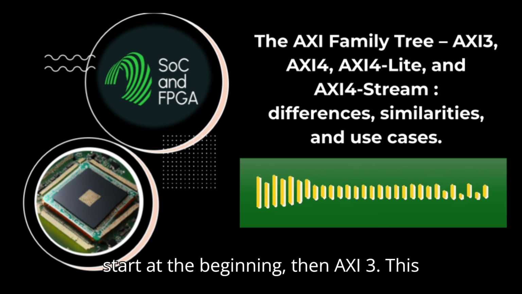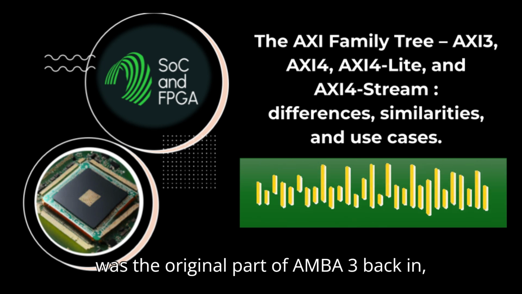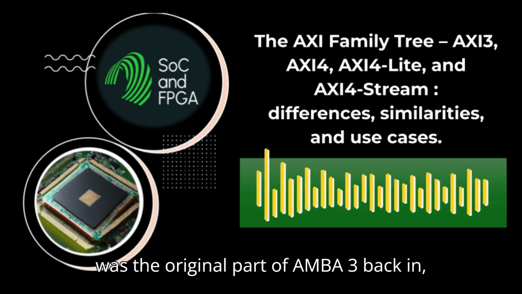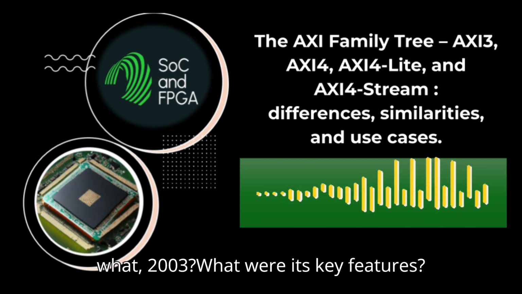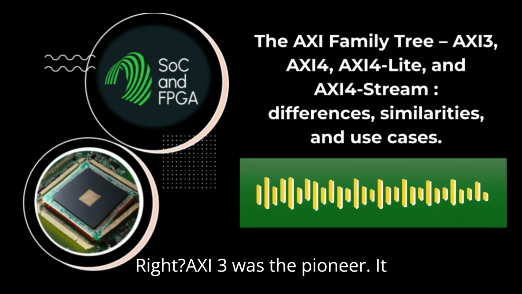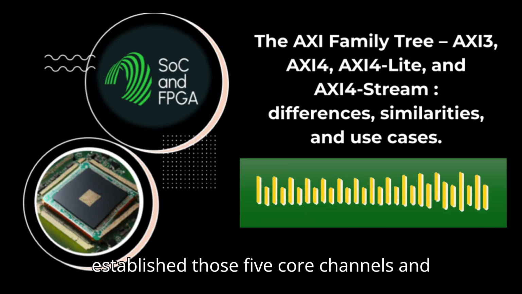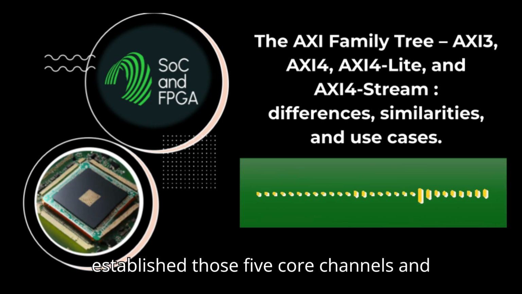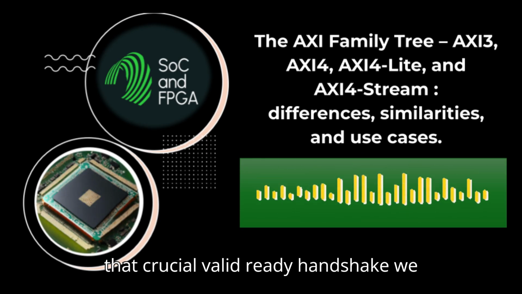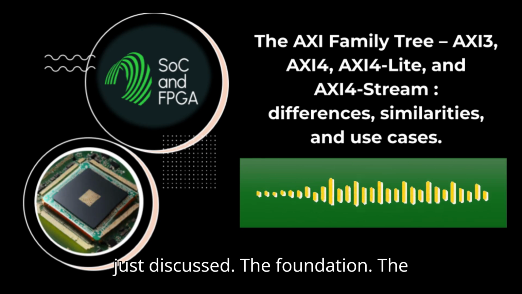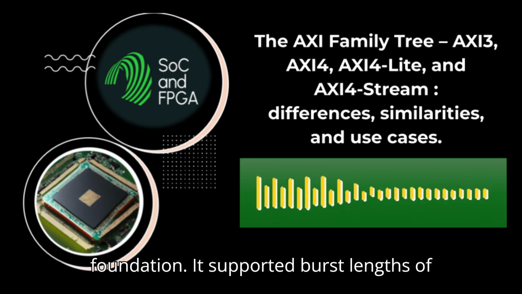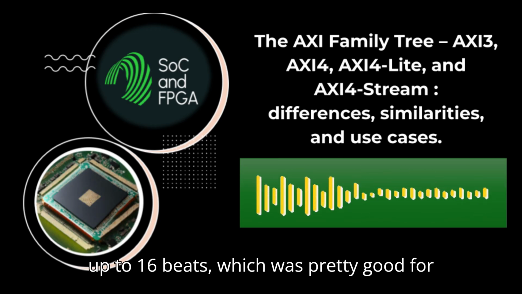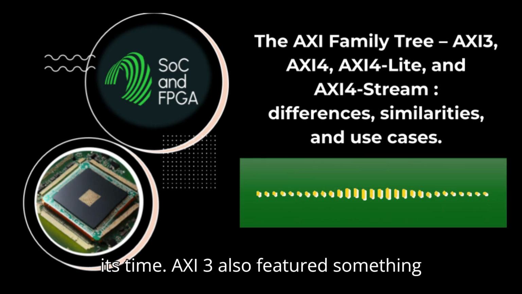Okay, let's start at the beginning then. AXI3. This was the original part of AMBA3 back in 2003. What were its key features? Right. AXI3 was the pioneer. It established those 5 core channels and that crucial valid-ready handshake we just discussed. The foundation. The foundation. It supported burst lengths of up to 16 beats, which was pretty good for its time.